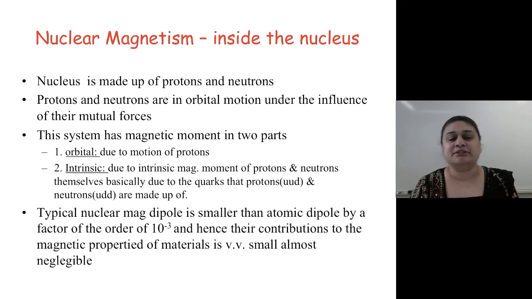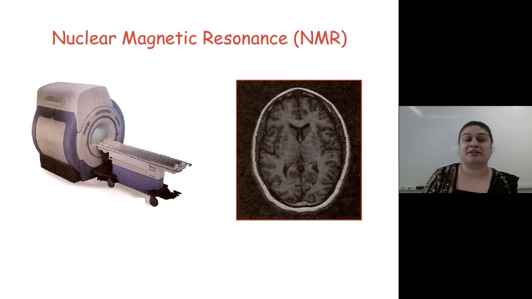However, a typical nuclear magnetic dipole moment is very, very small compared to atomic dipole moments, so we almost consider them negligible as we talk about magnetization of an atom. One place where nuclear magnetic resonance, or NMR, is used is the MRI machine, or magnetic resonance imaging machine.